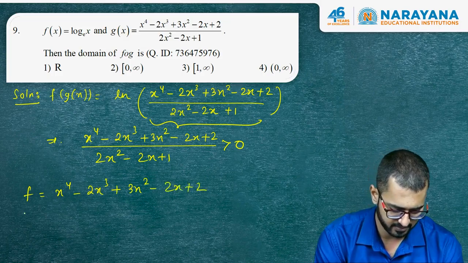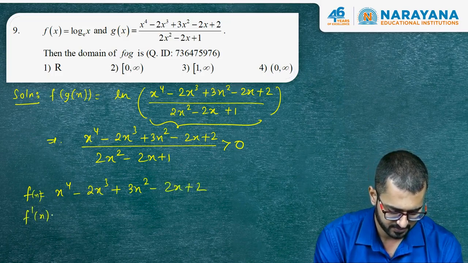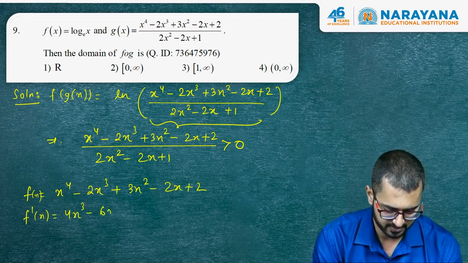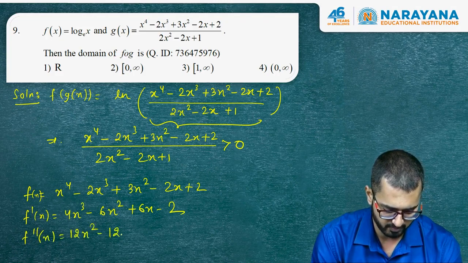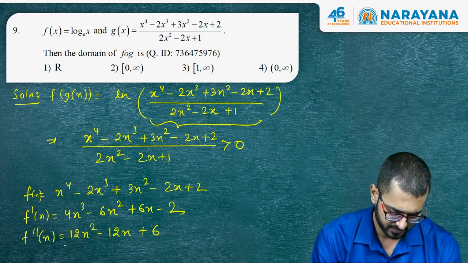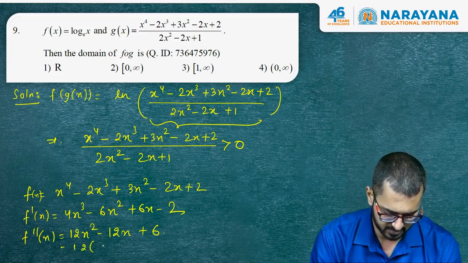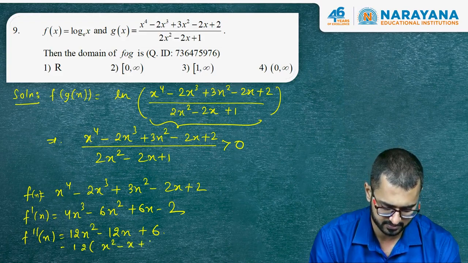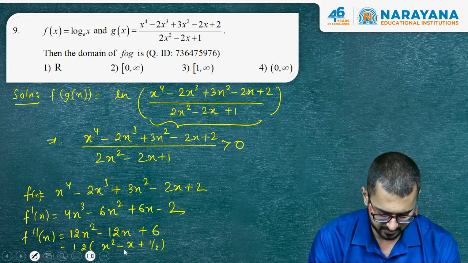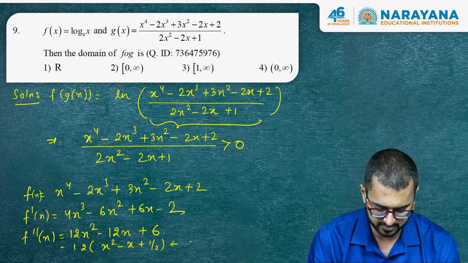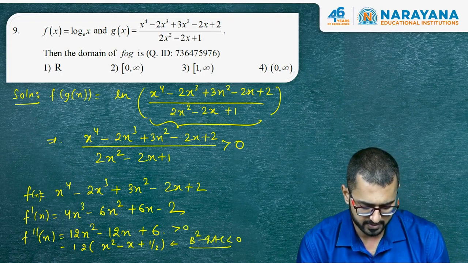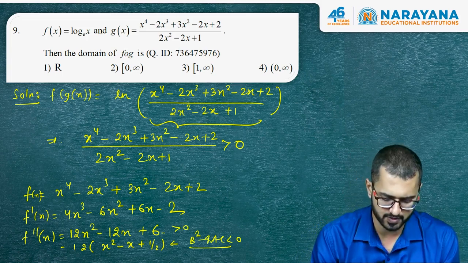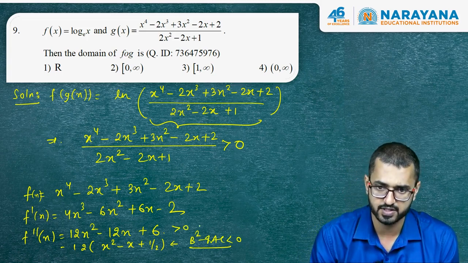If you see the behavior of f dash, it becomes 4x cube minus 6x square plus 6x minus 2. Finding one more derivative gives me 12x square minus 12x plus 6. Here you can take 12 common, and that turns out to be x square minus x plus 1 by 2. Here, b square minus 4ac becomes negative, so this quantity is always positive. So f double dash is always positive, which means the function is concave up.